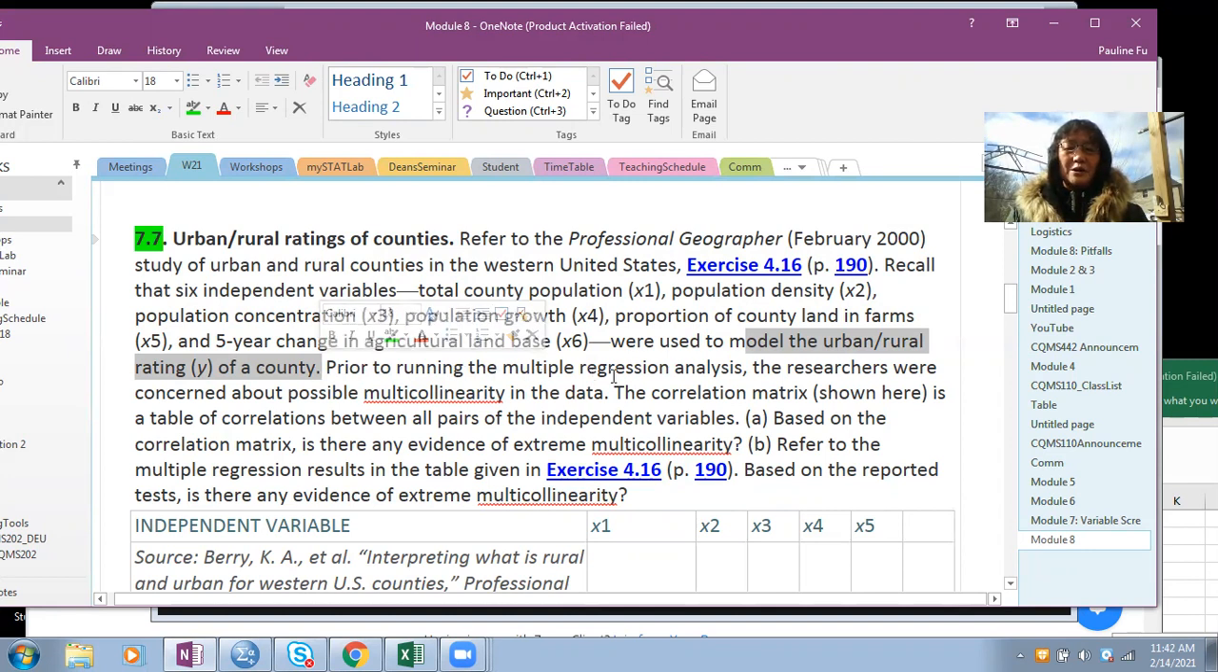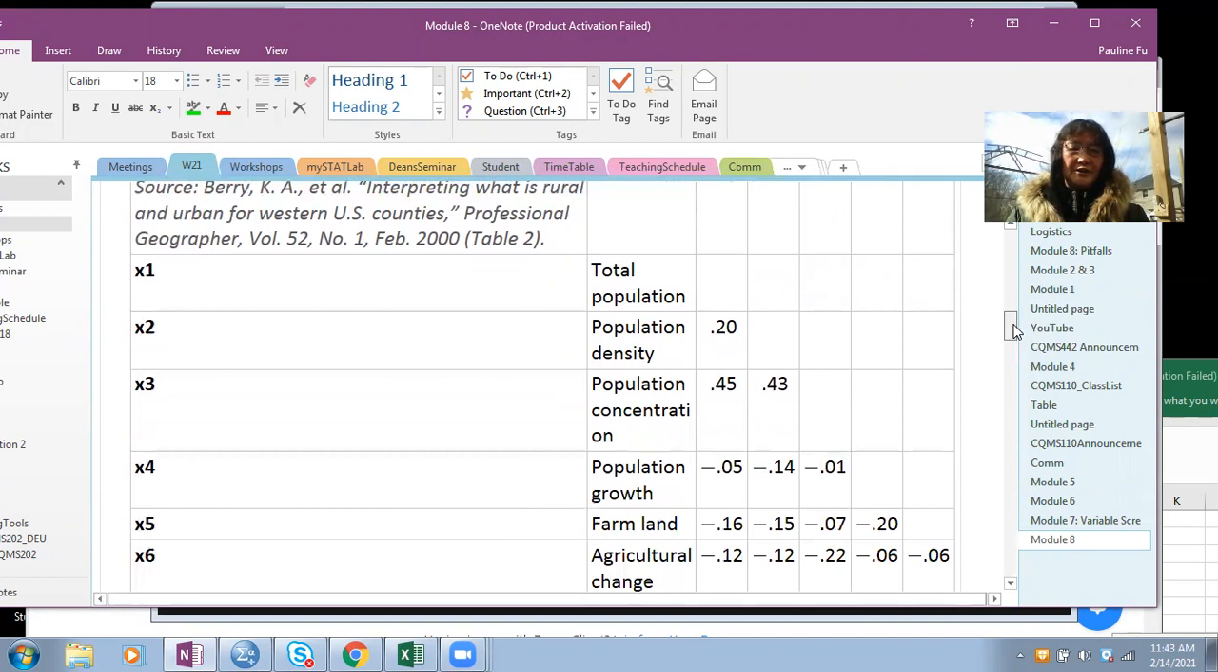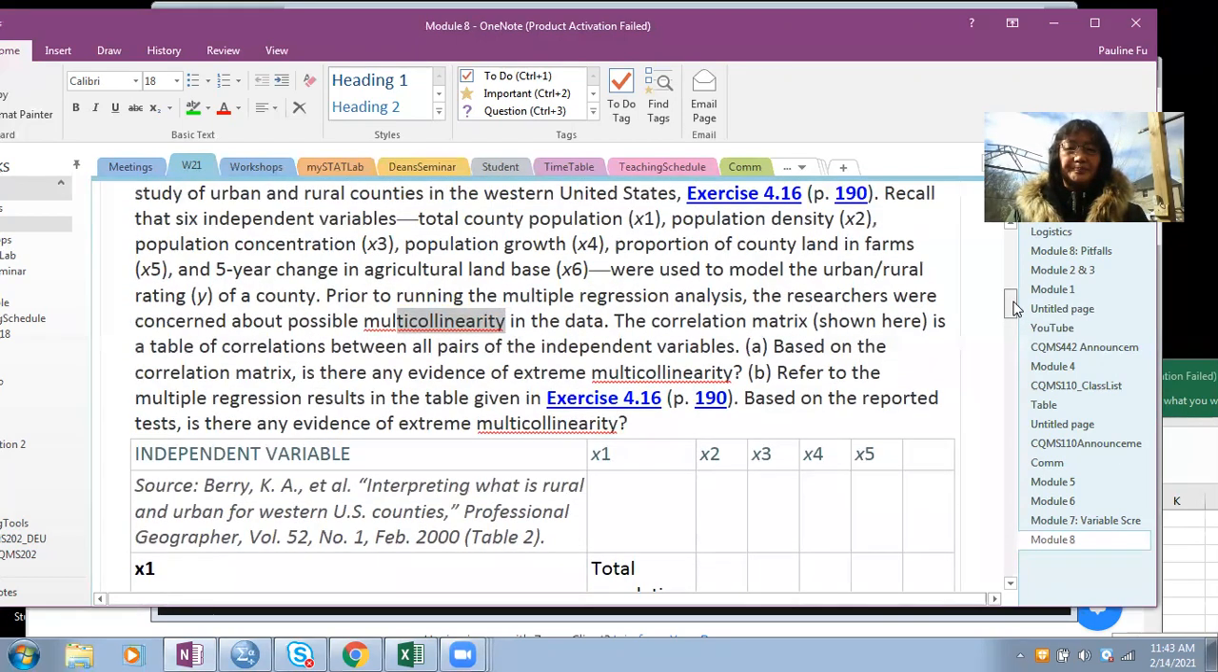Prior to running the multiple regression analysis, the researchers were concerned about possible multicollinearity in this data. The correlation matrix is presented here. This table is the correlation matrix between all pairs of independent variables. Question A, based on the correlation matrix, is there any evidence of extreme multicollinearity?